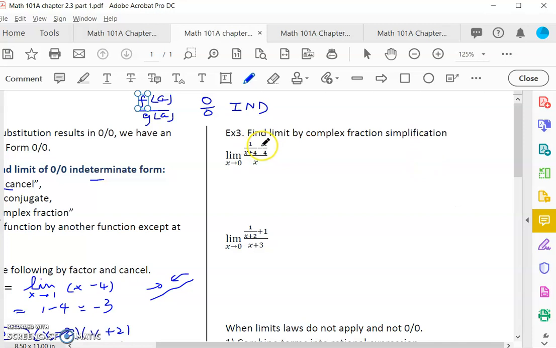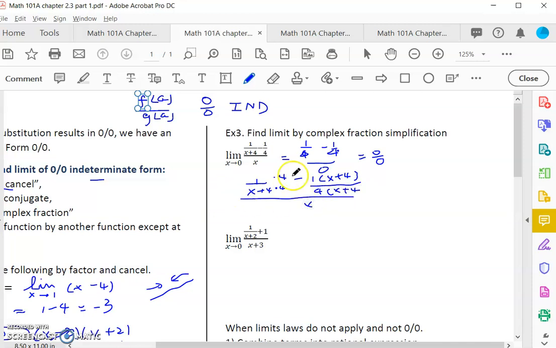So when you have a complex fraction and you also have 0 over 0, let's try substitution first. It will be 1 over 4 plus 0, minus 1 over 4, over 0. When we plug in, of course that 0 over 0 is indeterminate. So we will do complex fraction simplification, meaning we'll add the fractions together, 1 times 4 minus 1 times x plus 4, over 4 times x plus 4, this common denominator, over x.